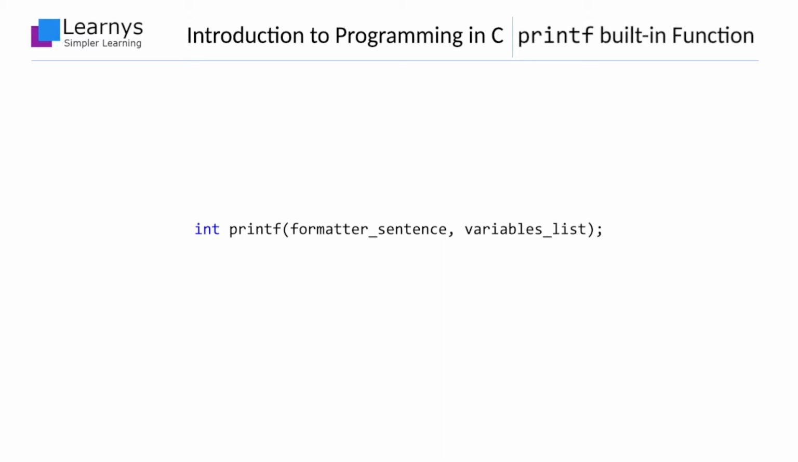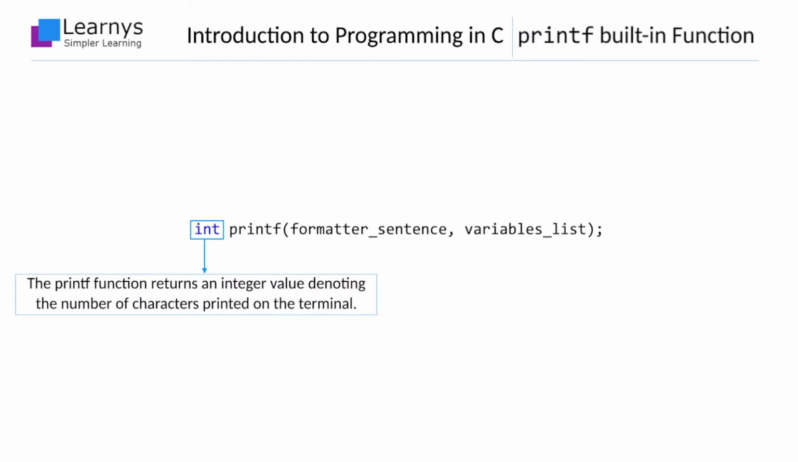Every function returns some value after it has done with the task for which it was called. You will see the dynamics of the function and function call in detail in later videos. At this point, it is sufficient to know that the int appearing at the beginning of this sentence suggests that printf will return an integer type value. The printf function returns an integer value denoting the number of characters printed on the terminal. This will become more clear when we see some examples.